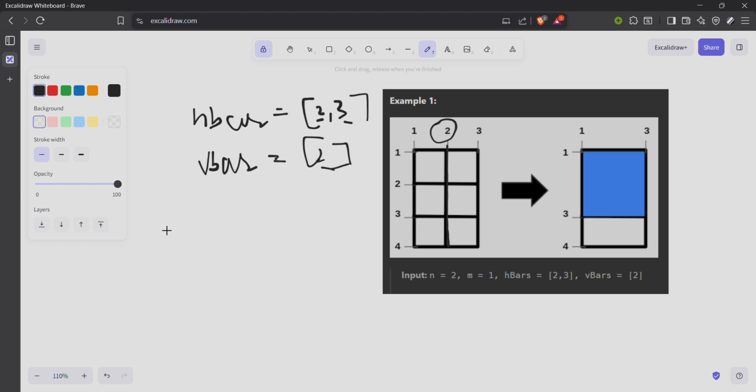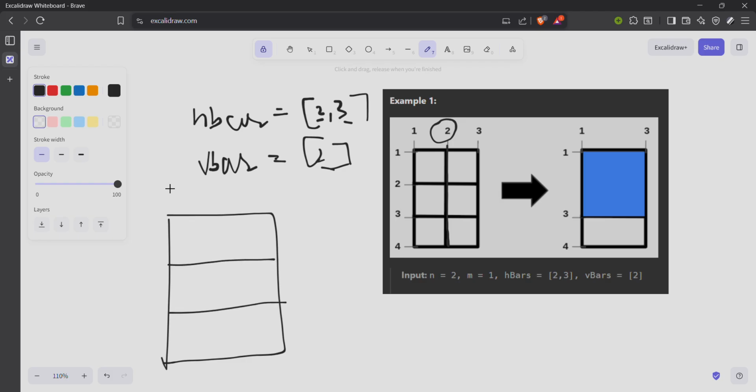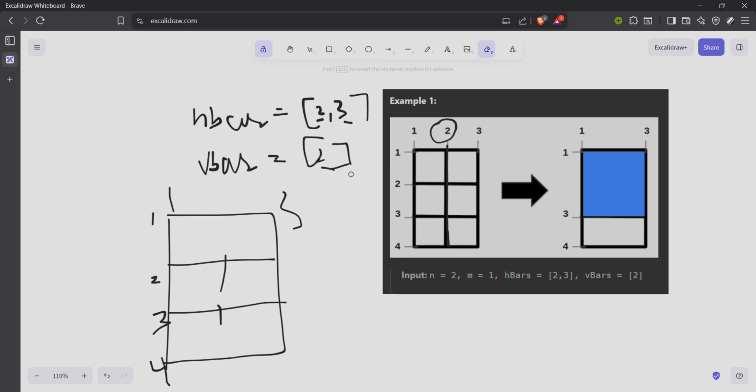Now what do we have? Since we have removed that, we have this. One, two, three, and four. Now, to maximize the square, either we can remove this one or this one. So let's remove one of these. Now we have this square.